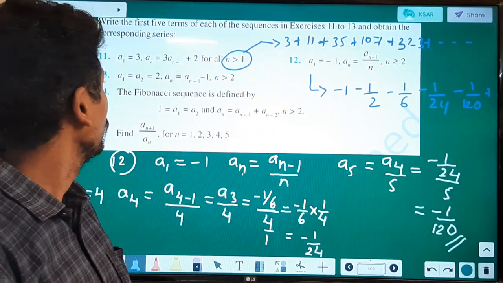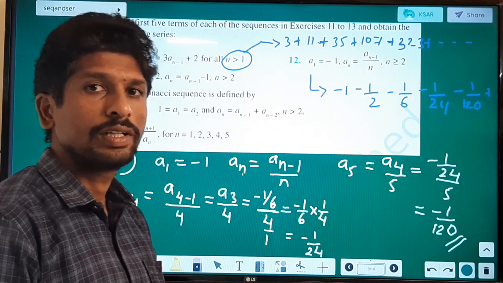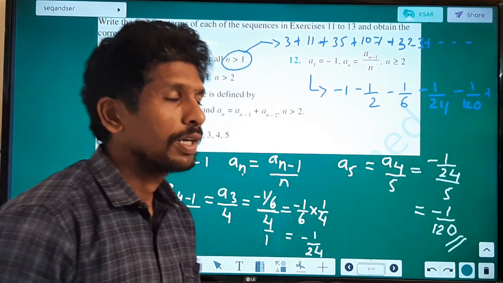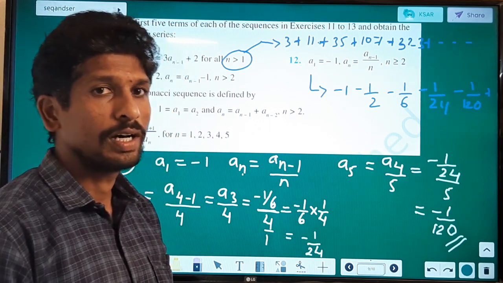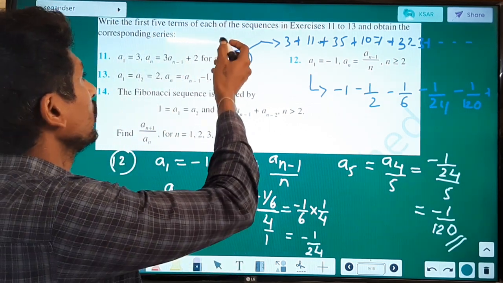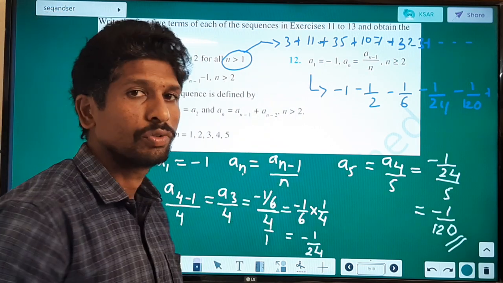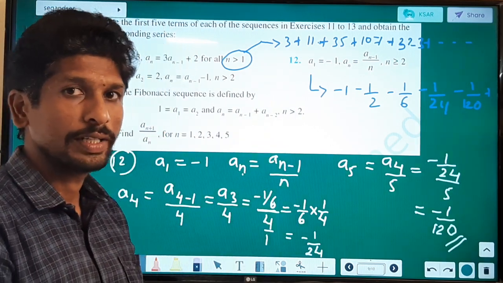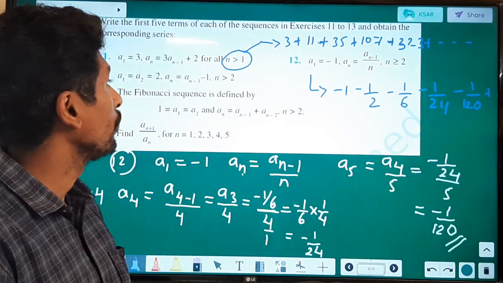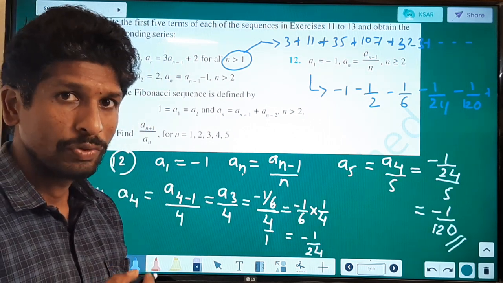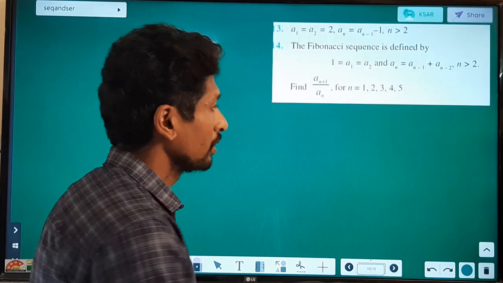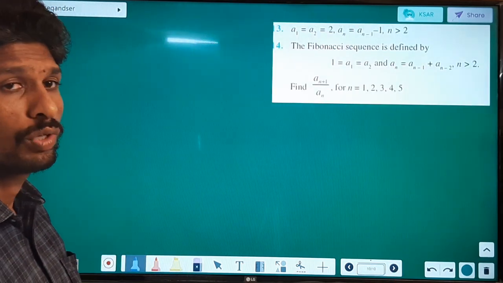The same thing. Let us discuss another 2 problems here, the 13th one and the 14th one. They are the same as the 11th and 12th ones. Like the 11th and 12th we solved, similarly 13 and 14, and the last one is the Fibonacci sequence, which we discussed in today's class. Next, let us discuss the 13th one now.